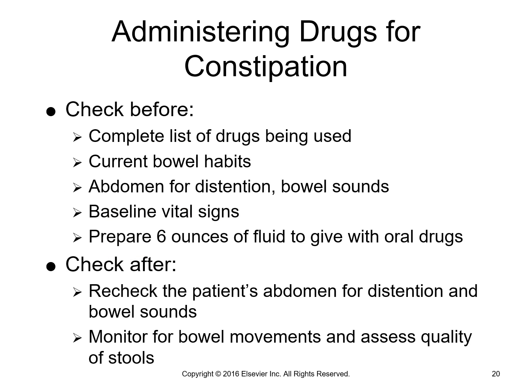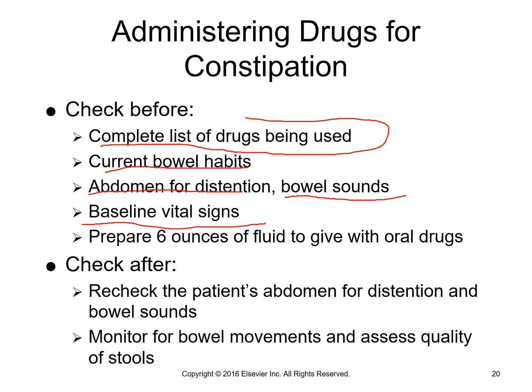Before giving this drug, you have to review the patient's medications, know their current bowel habits, assess abdominal distension and bowel sounds, and get your baseline vital signs. Prepare at least 6 ounces of fluid to be given with these oral medications. It helps increase the fluid intake of your patient. After giving these medications, you have to recheck the patient's abdomen for distension and bowel sounds, and monitor bowel movements to assess the quality of the stools they're passing and to see if the medication is actually working.